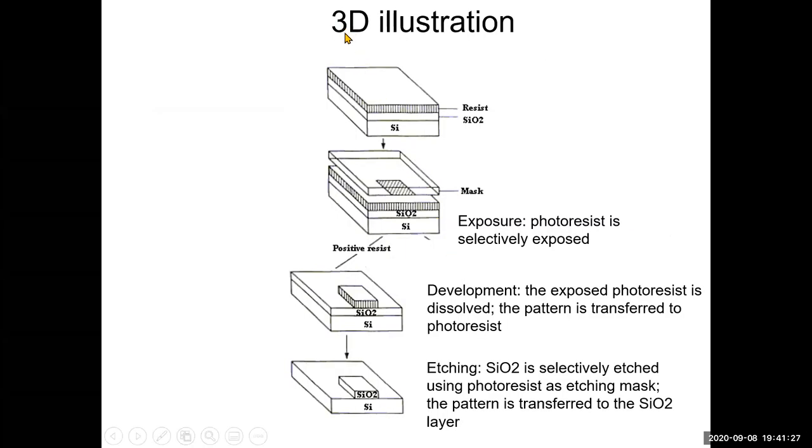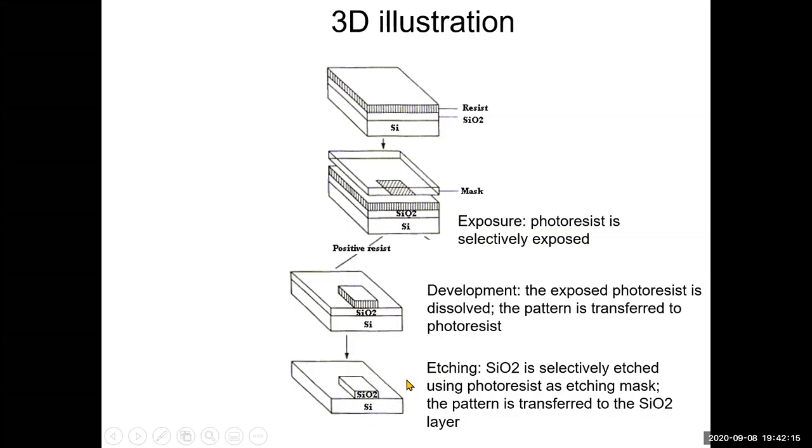This is a 3D illustration which helps you to understand photolithography in a better way. This is the silicon wafer spin coated with a photoresist. This is the photoresist, and this is the silicon dioxide layer. Then exposure, the photoresist is selectively exposed. This is a mask, and this is the opaque metal pattern. Then development, the exposed photoresist is dissolved. We can see the pattern is transferred from the mask to the photoresist, so these two patterns are identical.